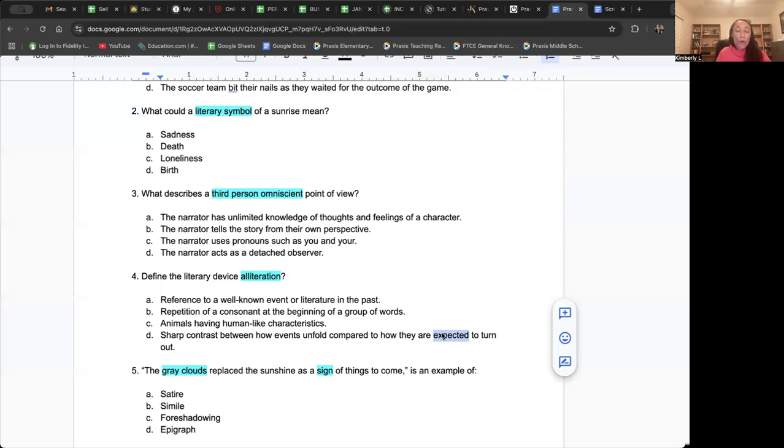Simile is one of the more well-known literary devices. It's comparing two unlike things using like or as. Like, for example, she is a cheetah. She is not literally a cheetah. It just means that girl is fast.